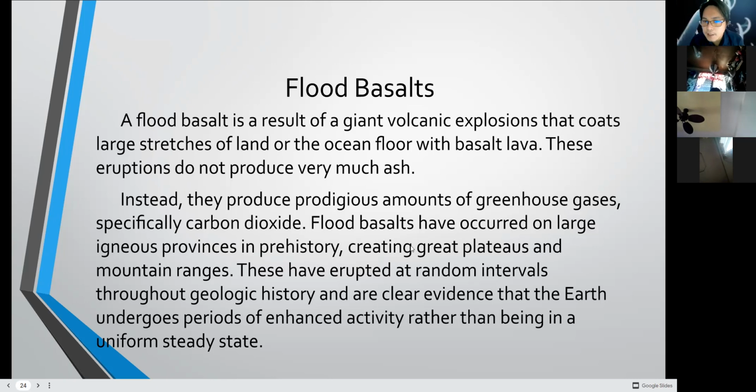Flood basalts have occurred on large igneous provinces in prehistory, creating great plateaus. This is how our plateau is created, and also mountain ranges. These have erupted at random intervals throughout geologic history and are clear evidence that the Earth undergoes periods of enhanced activity rather than being in a uniform steady state.